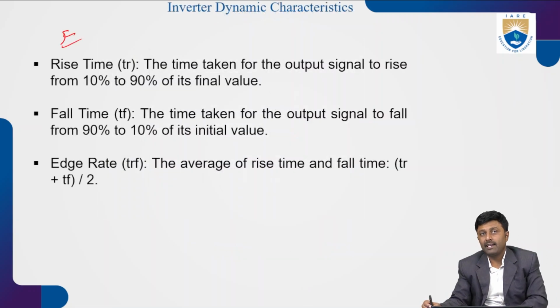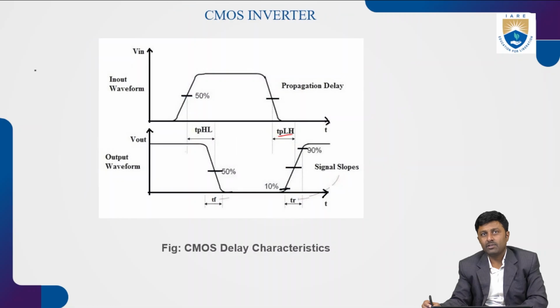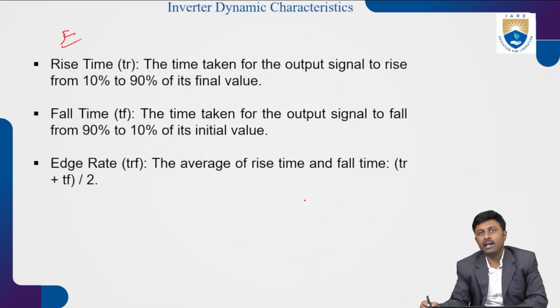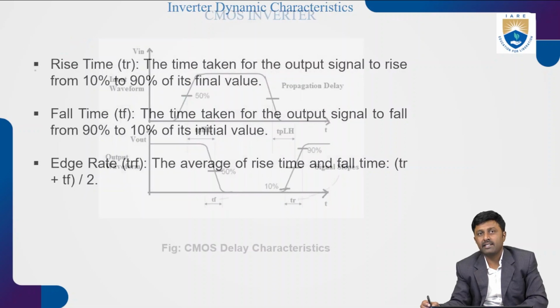The rise time, let us say, is TR. The graph is drawn here. In the fall time, we have the time taken for the output signal to fall from 90% to 10%. First we will see the rise time. The rise time TR is the time taken for the output signal to rise from 10 to 90%, as you can see in this figure here.